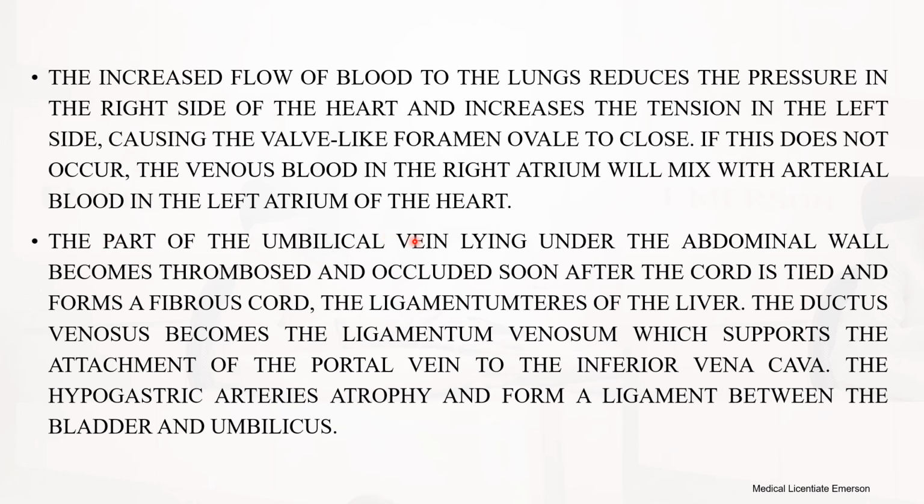Then the part of the umbilical vein lying under the abdominal wall becomes thrombosed and occluded soon after the cord is tied and forms a fibrous cord, the ligamentum teres of the liver. The ductus venosus becomes the ligamentum venosum, which supports the attachment of the portal vein to the inferior vena cava. Then we have the hypogastric arteries, which atrophy and form a ligament between the bladder and the umbilicus.